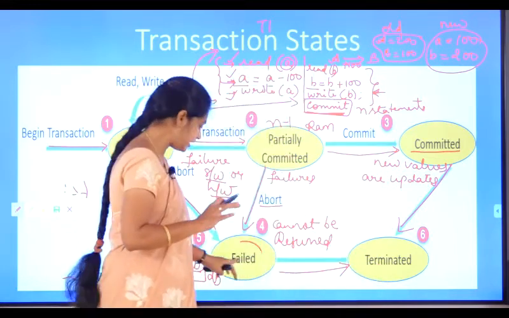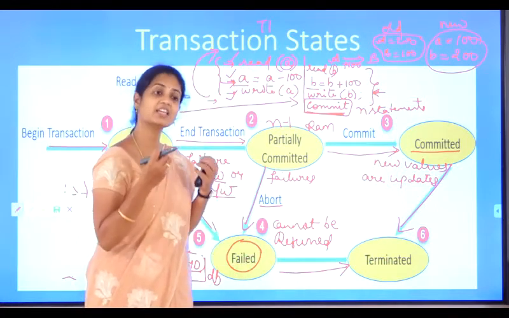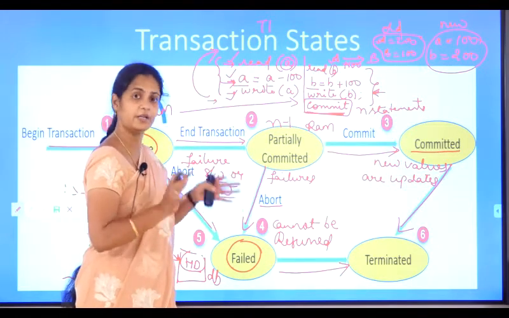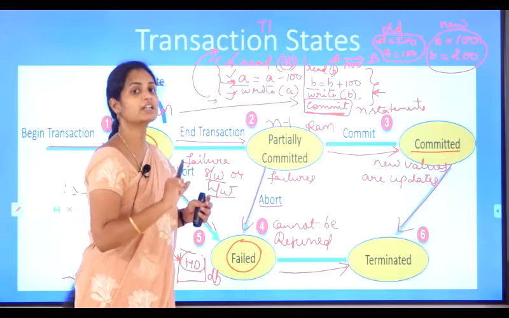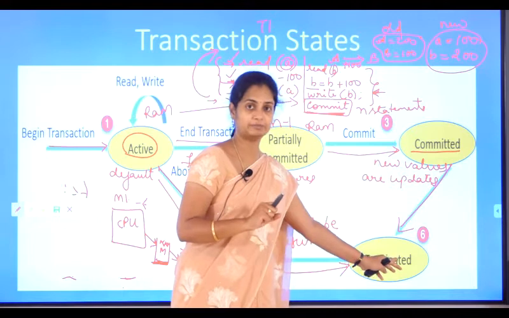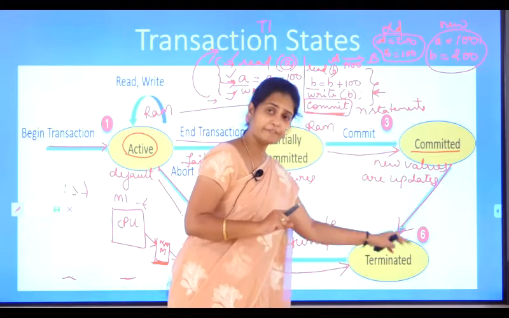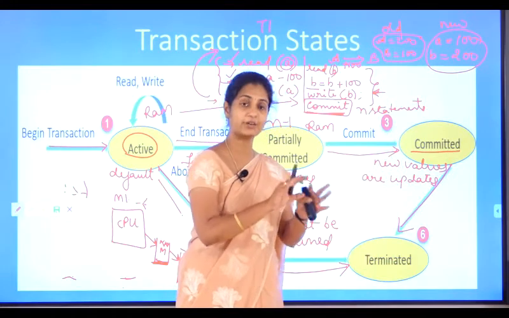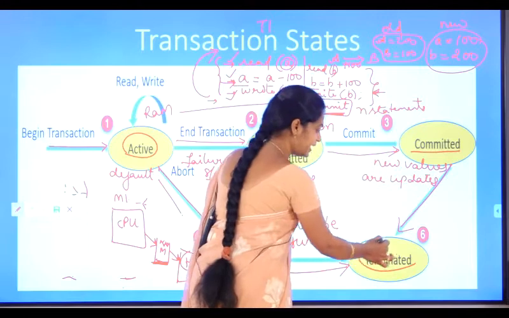And even in the failed state. So why will it fail? A transaction may fail in between, or before initiating the transaction it has failed, meaning even there it is holding some resources. Those resources also have to be freed. When you are releasing the resources, it is entering into the terminated state. You have to be free. That is nothing but the terminated state.